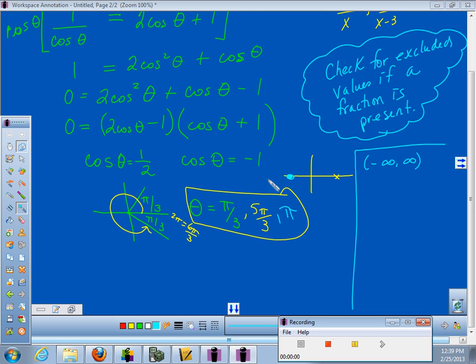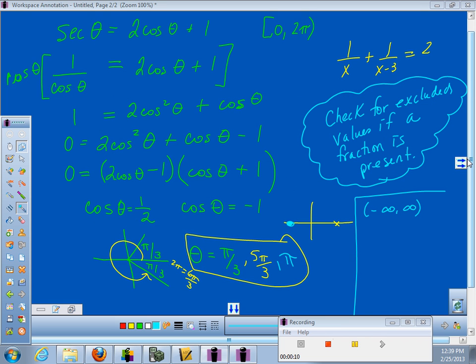Okay. So, my other question I wanted to ask you about this. You have one or two problems where instead of telling you 0 to 2 pi is the interval you're solving over, what if they said negative infinity to positive infinity? How do you find all those answers?